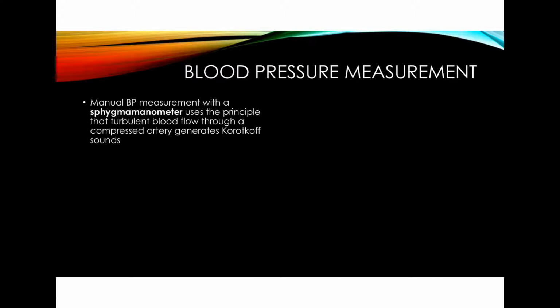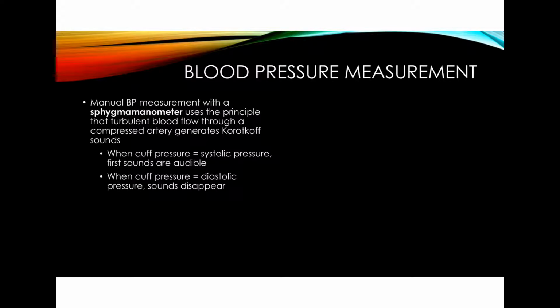Initially, when the cuff pressure is higher than the patient's systolic blood pressure, no sounds will be heard since flow through that artery will be completely cut off. Then when the cuff pressure equals the systolic pressure, the first Korotkoff sounds are audible. And when the cuff pressure equals the diastolic pressure, the sounds disappear as the vessel is no longer compressed to the point where turbulent blood flow occurs.